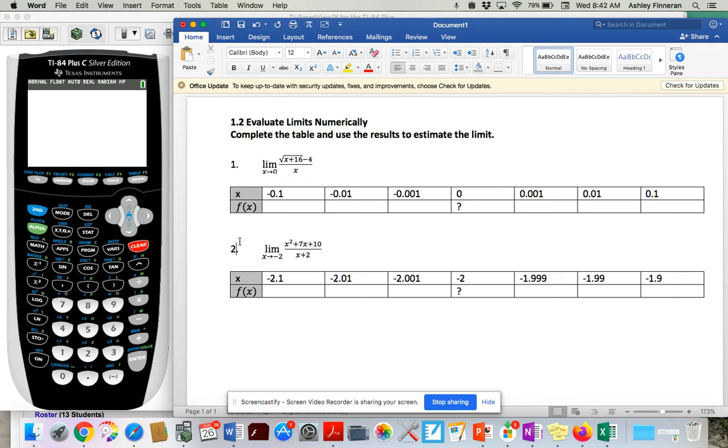And then we're going to move on to evaluating limits algebraically, which you can probably imagine is a little bit more involved. So go ahead and pull out your graphing calculators.